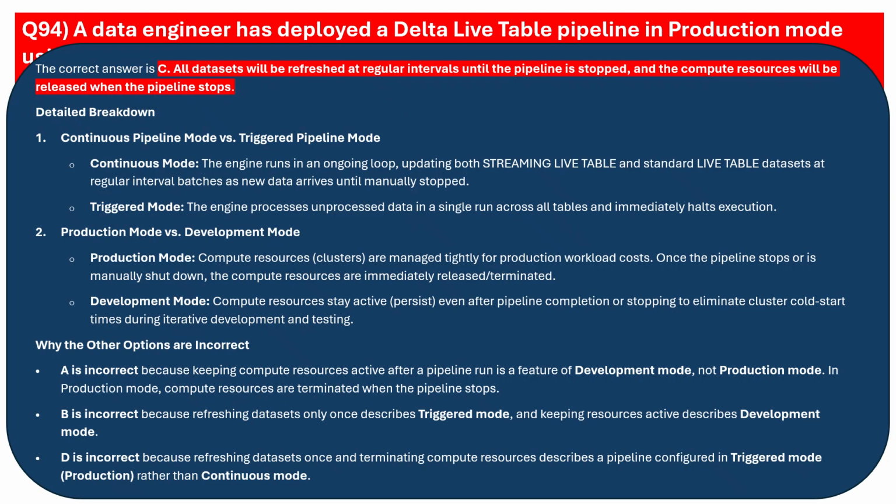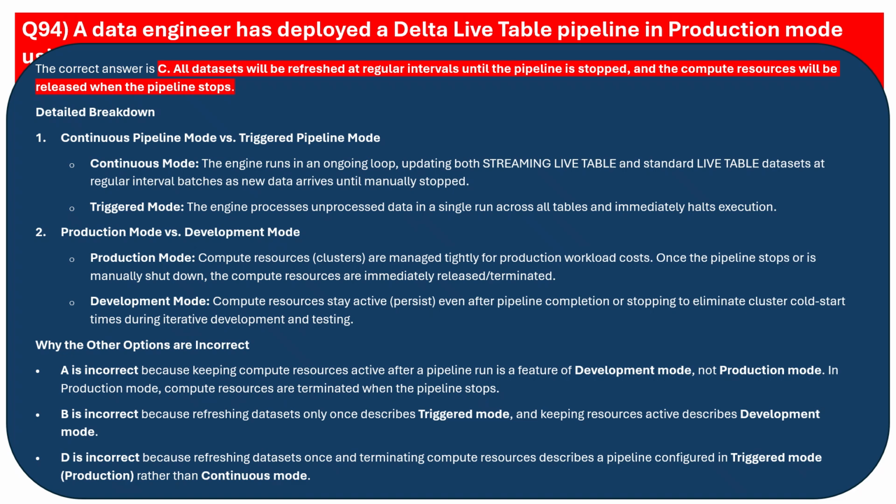The correct answer is C. All datasets will be refreshed at regular intervals until the pipeline is stopped, and the compute resources will be released when the pipeline stops. Detailed breakdown. Continuous pipeline mode versus triggered pipeline mode. Continuous mode: the engine runs in an ongoing loop, updating both streaming live table and standard live table datasets at regular interval batches as new data arrives until manually stopped. Triggered mode: the engine processes unprocessed data in a single run across all tables and immediately halts execution.